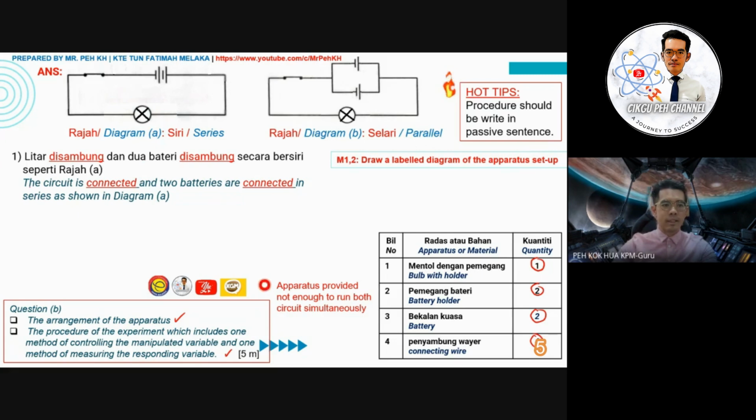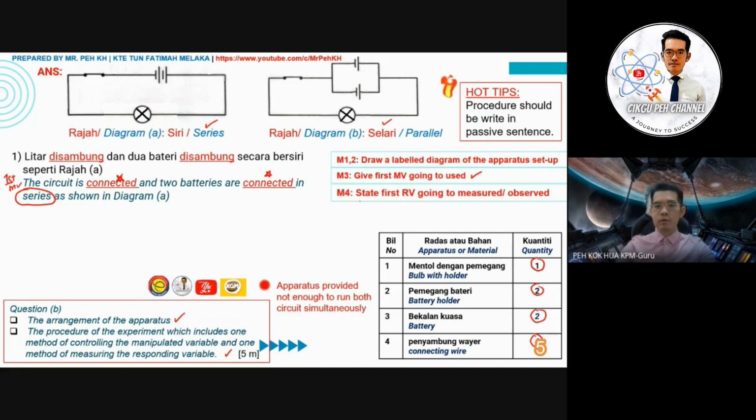Okay, so the first sentence will be like this. The circuit is connected and 2 batteries are connected in series as shown in diagram A. Okay, so give 1 MV going to use. So the first MV here will be our series circuit, the first arrangement. You can see the highlighted words here are using the passive words. So this is how we write the passive sentence for the procedure. So from here you can get 3 marks. The first 2 marks will be for the diagram, because for this question we need to draw 2 diagrams. And then the third mark here will be your first MV.